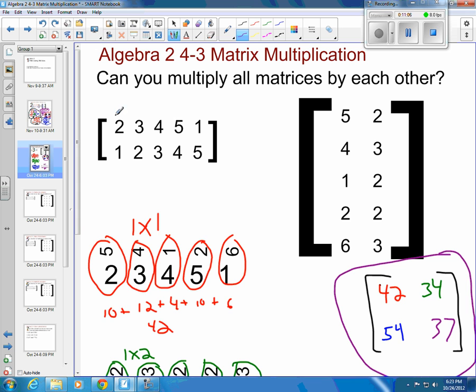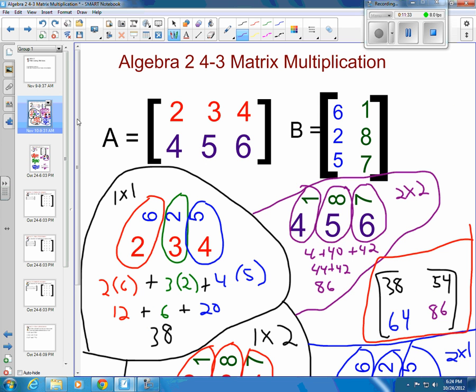So this is a 2 by 5. This was a 5 by 2. And we ended up with a 2 by 2. And you're going to start seeing this pattern really quickly. Notice the 5s are the same. The number of columns has to be the same as the number of rows in the second one. So these inside numbers, 5 and 5, have to be the same.